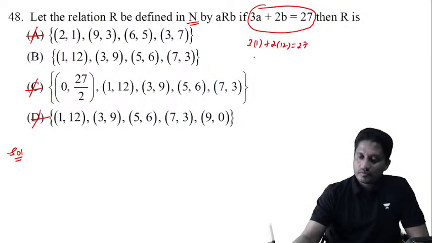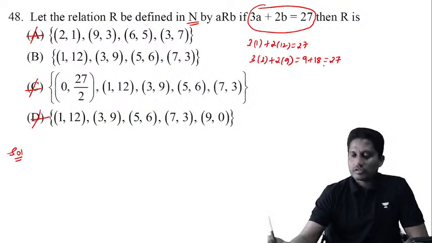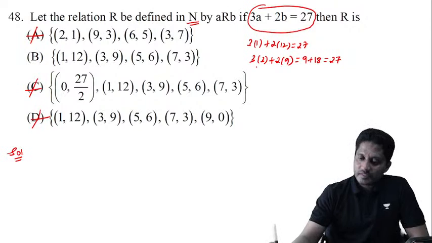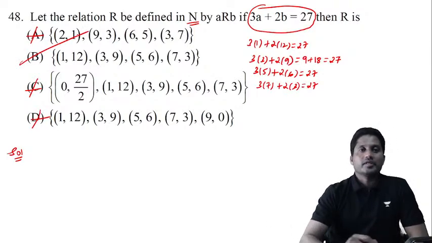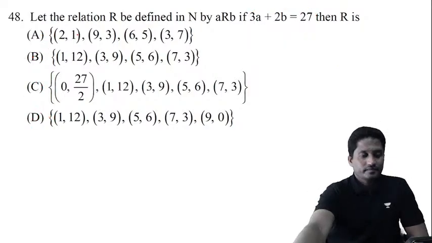Obviously true. 3 into 3 plus 2 into 9, 9 plus 18, which is equal to 27. This is also true. 5 comma 6 means 3 into 5 plus 2 into 6, 15 plus 12, 27. That's right. Again 3 into 7 plus 2 into 3, 21 plus 6 is 27. Answer is option B only, because all those points will satisfy.